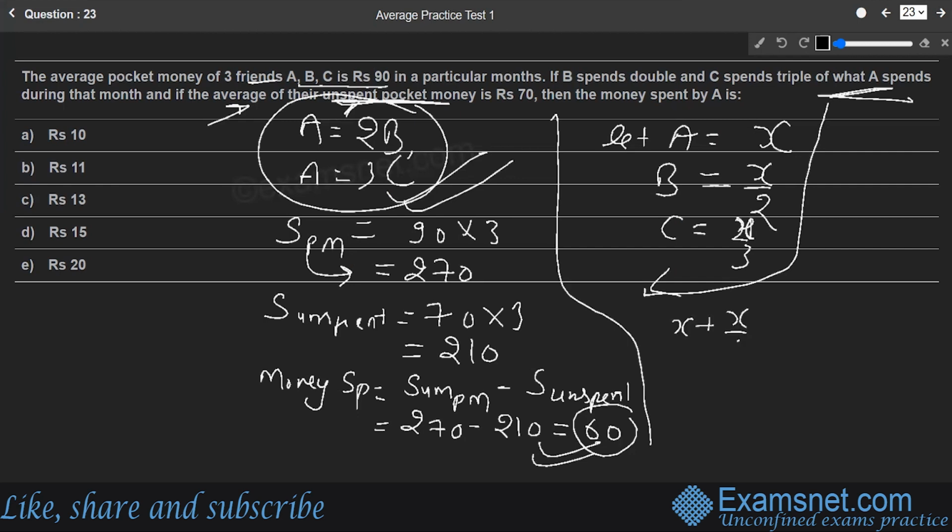X plus X by 2 plus X by 3 has to become equal to 60. Okay, if we solve this further. Now, that's what he has said.